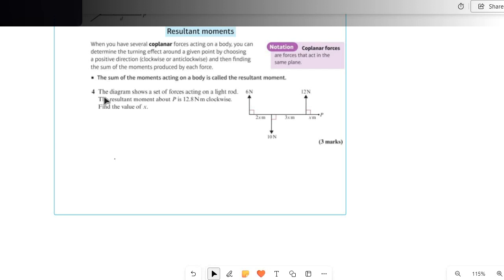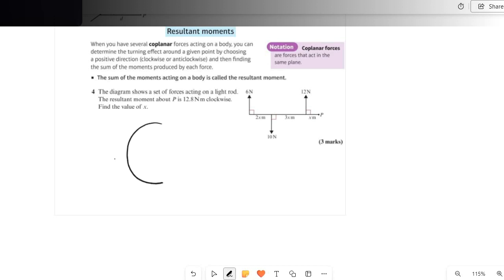For number 4, the diagram shows a set of forces acting on a light rod. The resultant moment about P is 12.8 Newton meters clockwise. Find the value of x. Before we solve this, we must know what the directions anticlockwise and clockwise mean.